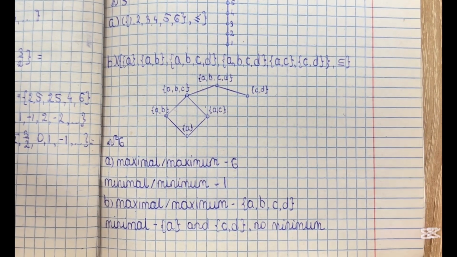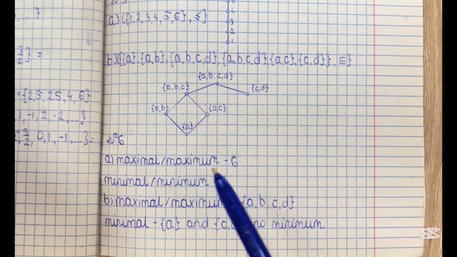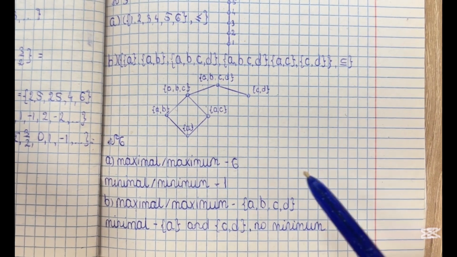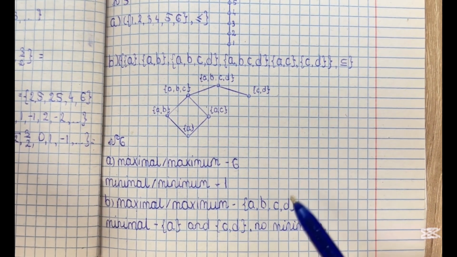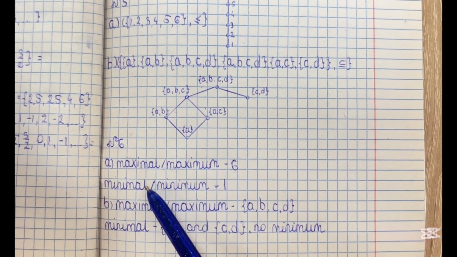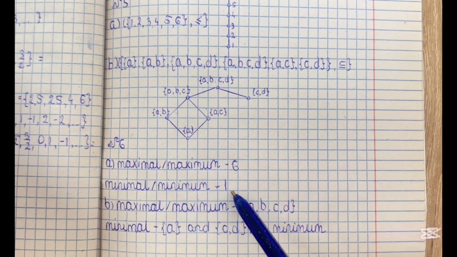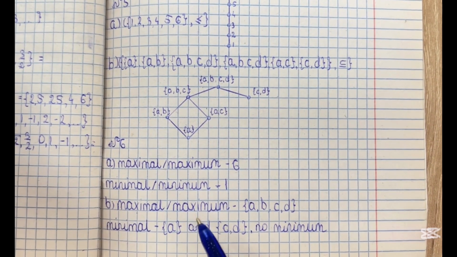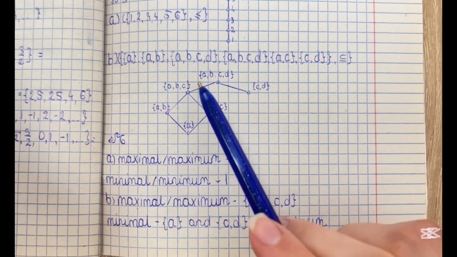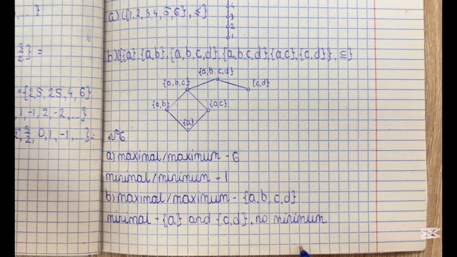The sixth task is connected with the fifth, as here we should find maximal, minimal, maximum, and minimum elements. You should remember that maximal and maximum are not the same, as a maximum element is bigger than every other element in the set, while a maximal element is one that isn't less than any other element. So in case of A, the maximal and maximum elements will be the same, it's 6, and the minimal and minimum element is 1. In part B, the maximal and maximum elements are again the same, it's the set containing A, B, C, and D.